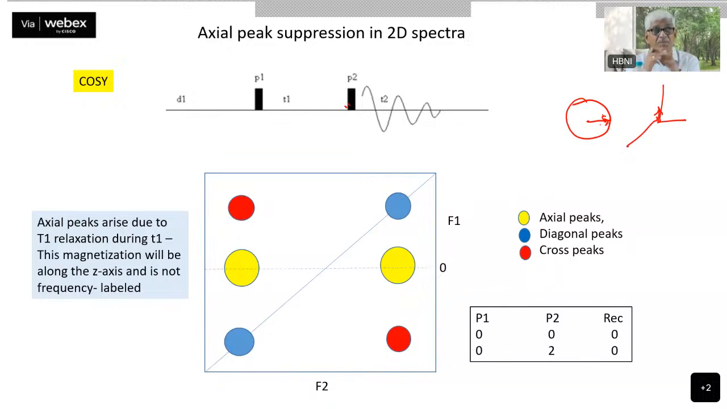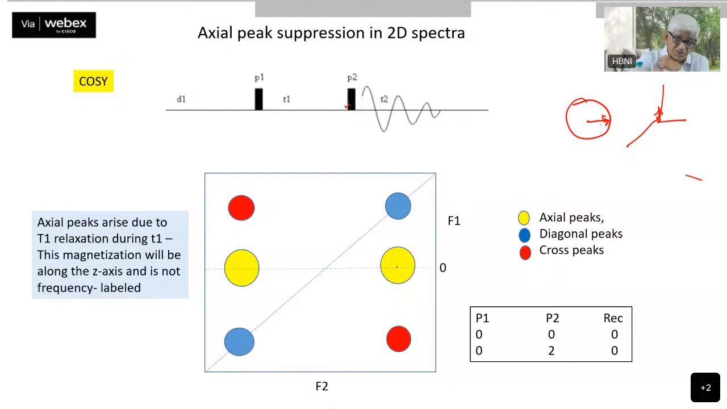So where will these peaks appear in the two-dimensional spectrum? These peaks will appear at zero frequency in the F1 dimension because it has no frequency label. It has relaxed in the t1 period. It has gone onto the Z axis. Therefore, it has no frequency label. So therefore, it is at zero frequency. So at zero frequency in the F1 dimension, you will get a signal along the t2 dimension, and that will produce your peaks. And many times these are very huge. These are called axial peaks. These are huge axial peaks, because it depends on the relaxation, how much relaxation happens.